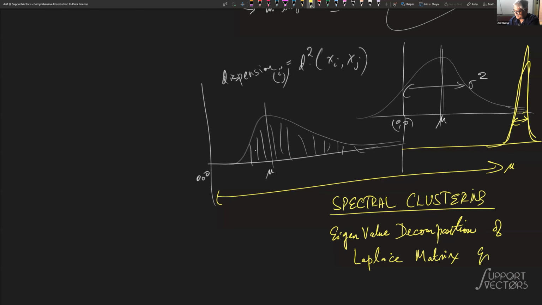It comes from graph theory, and you can use that to cluster data. Now, it's a little bit of a big topic, just like density-based clustering. It will take its own couple of hours, or maybe at least an hour. Time permitting, we'll do it today, but not now.